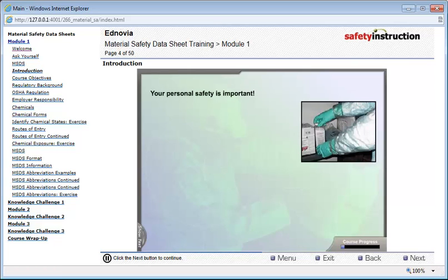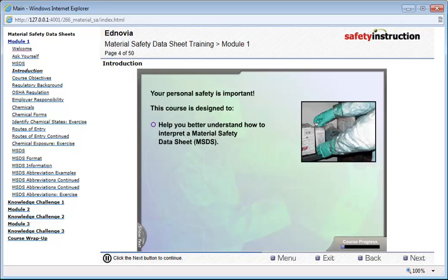Because your personal safety is important, this course is designed to provide both workers and supervisors with a better understanding of how to interpret a Material Safety Data Sheet, MSDS, as well as address specific requirements associated with MSDSs in your workplace.